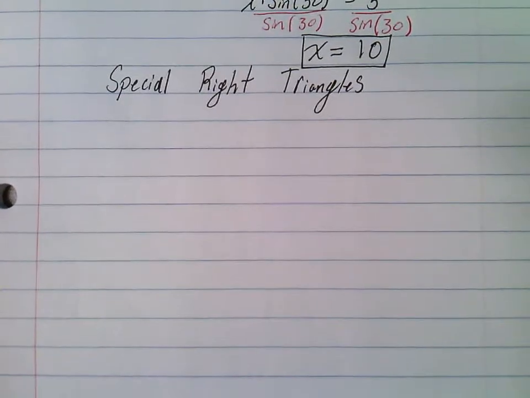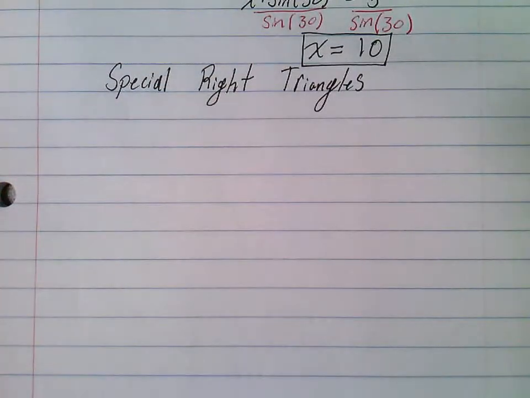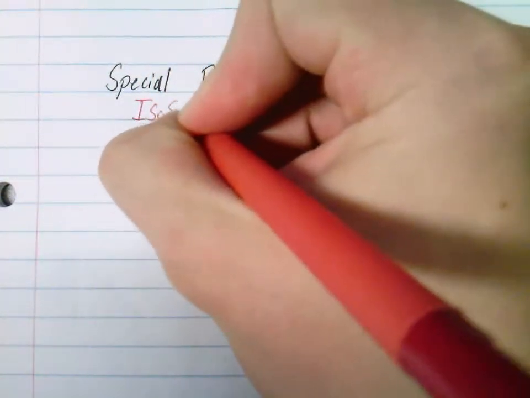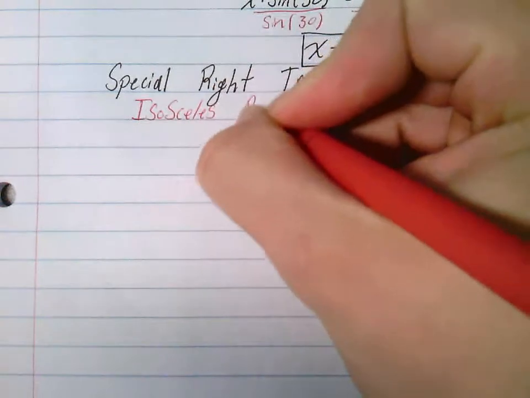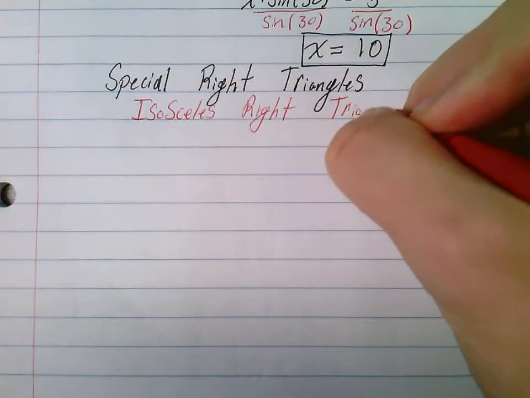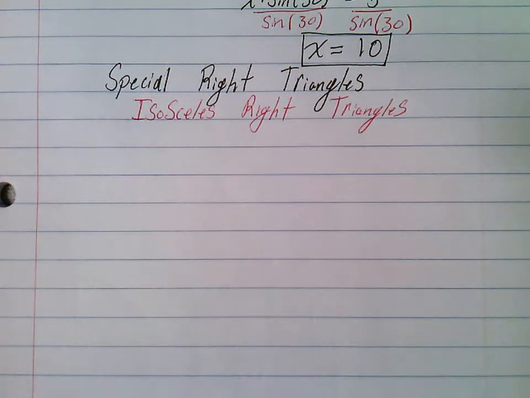We're dealing with special right triangles. In special right triangles, we're going to start by talking about isosceles right triangles. What does isosceles mean? What do we know about isosceles triangles?